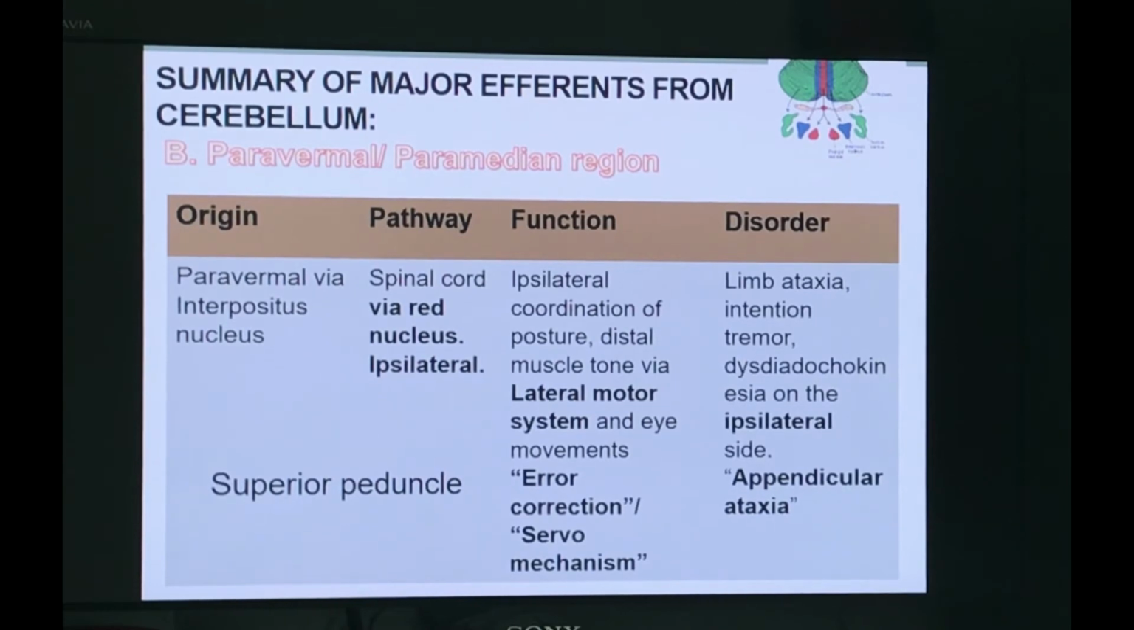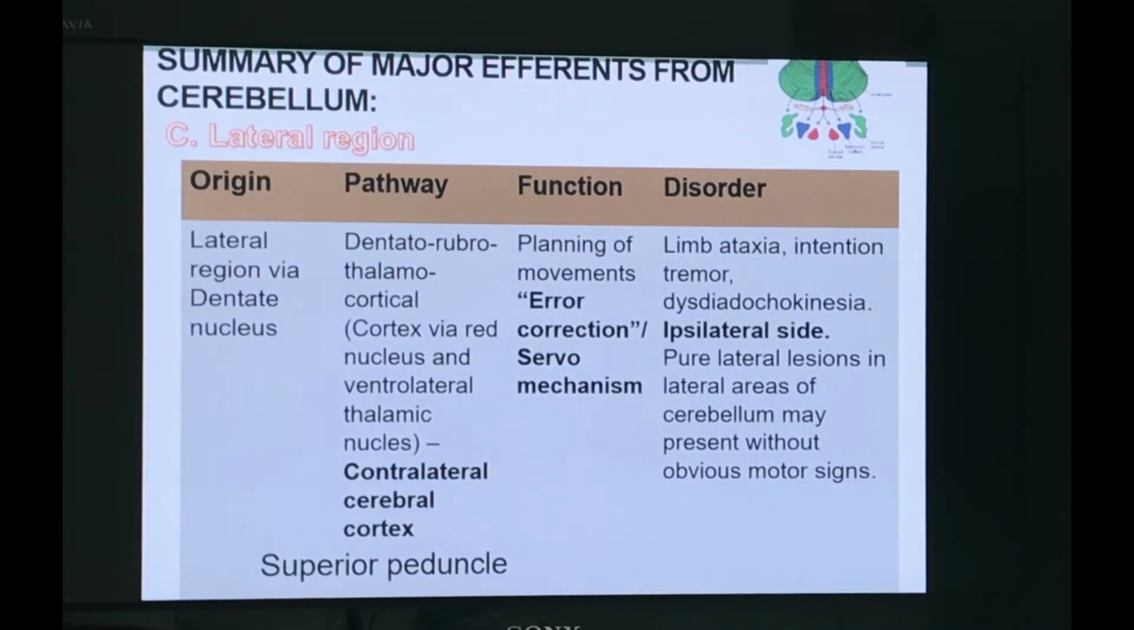If there is a disorder, the patient might present with limb ataxia, and whenever you ask them to approach an object or perform any action, they will have an intention tremor, and they'll have difficulty to do alternate pronation and supination, which is called dysdiadochokinesia, on the ipsilateral side. This is also called appendicular ataxia because it mainly involves the appendicular skeleton.